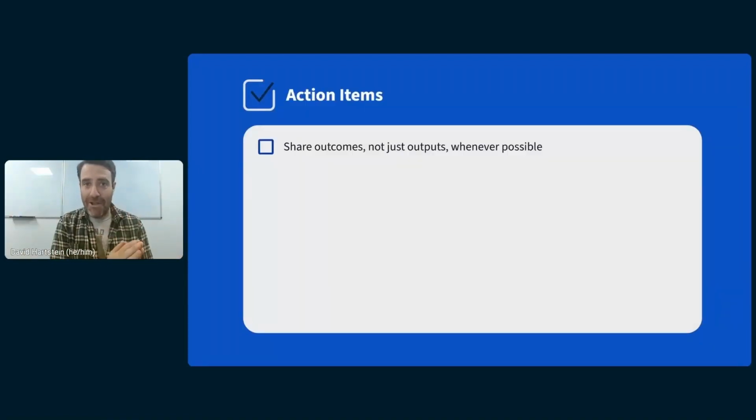First thing, share outcomes, not just outputs whenever possible. So what exactly do we mean by this? Outputs are often things like activities or deliverables, whereas outcomes are the actual results or the longer term effects of those outputs. So another way to think about this is outputs help visitors understand what you do, and outcomes help them understand why it matters. So again, outputs are more of what you do, outcomes help them understand why it matters.